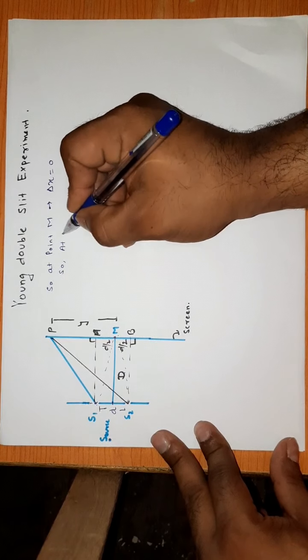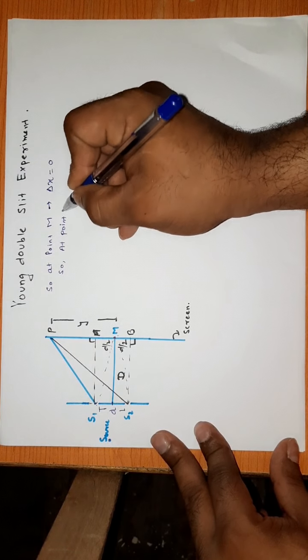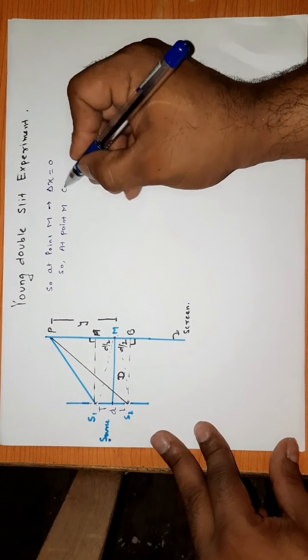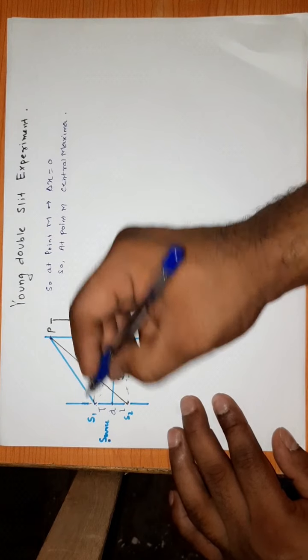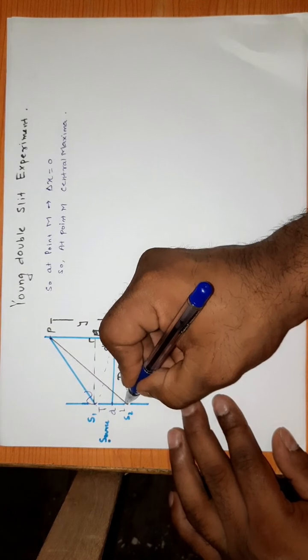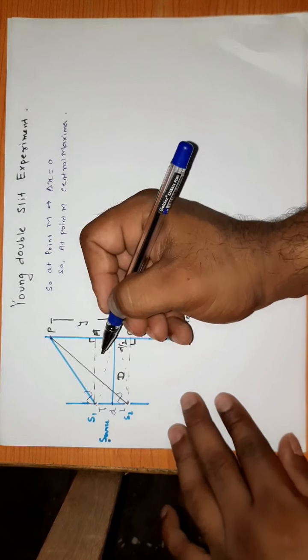So at point M, that is the central point, we can write it is central maxima. It is central maxima. So this is the bright portion. Now what is the path difference? This is the point P I have taken, where the two waves S1P and S2P, which are initially in the same phase, strike at this point.